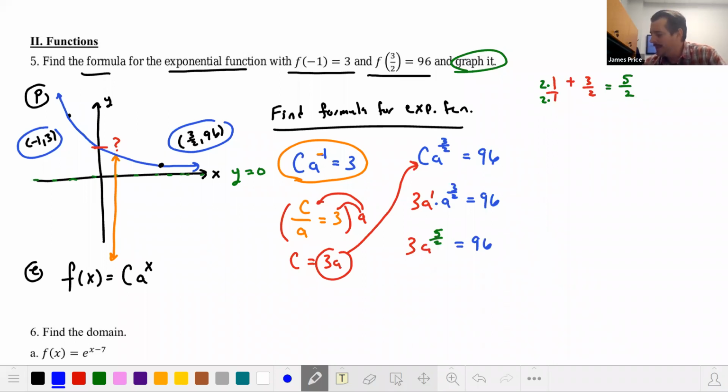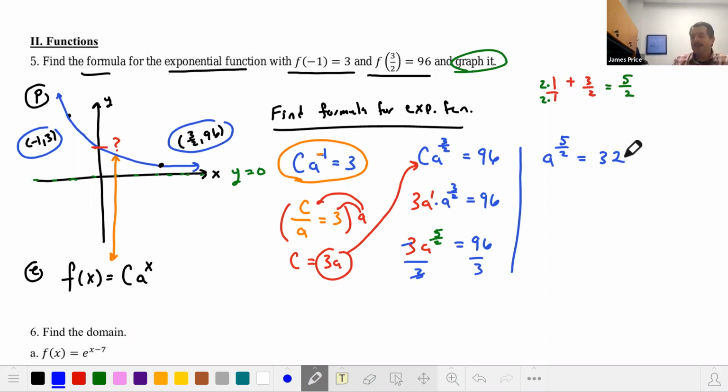Then we'll divide both sides by 3. The 3's will cancel, and we get a to the 5 halves is equal to 96 divided by 3, which is 32, I believe. Yes, 32. And then how do you get rid of the 5 halves? This is the tricky part. There are a couple of ways to do this. I think the easiest way is probably to raise both sides to the 2/5. That's probably how I would do it.